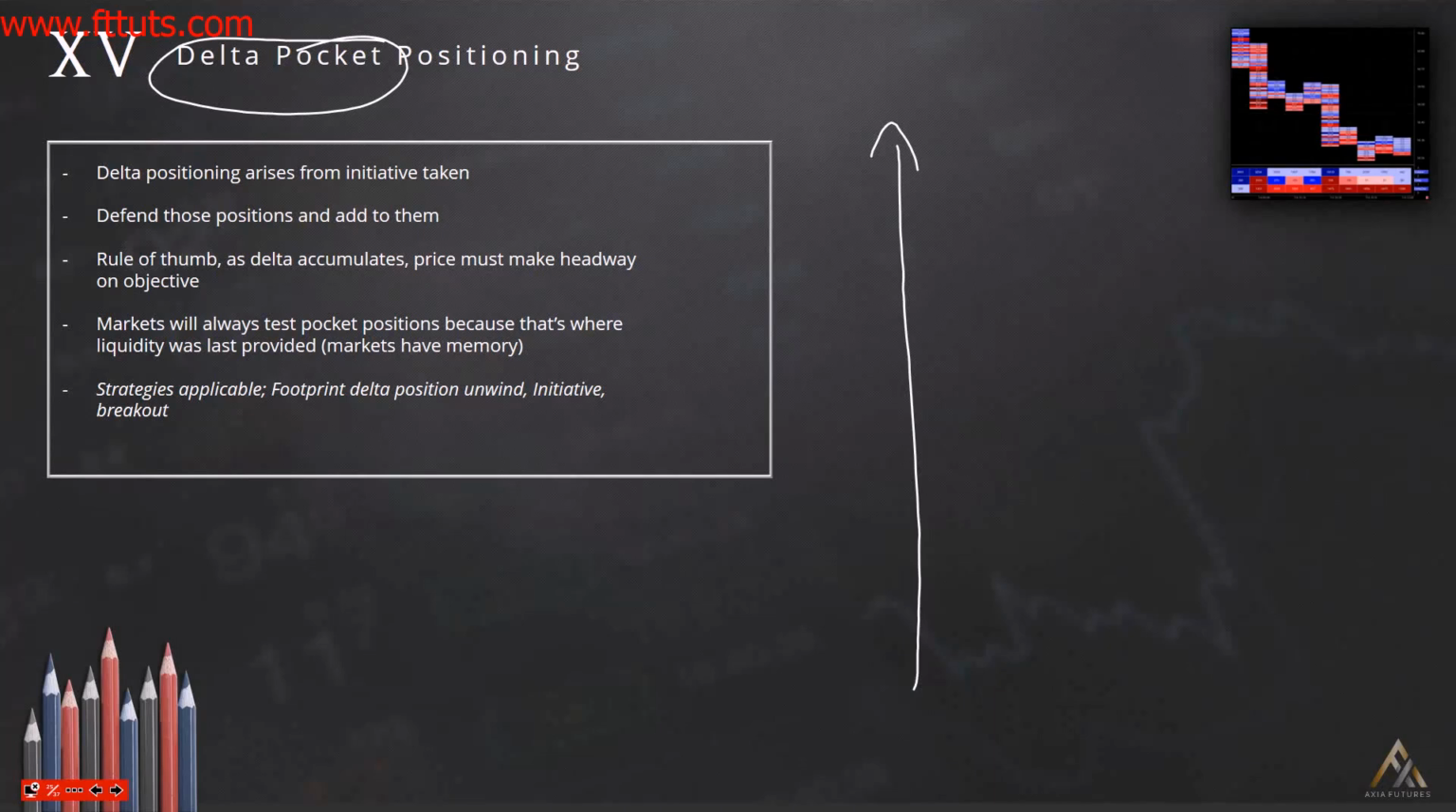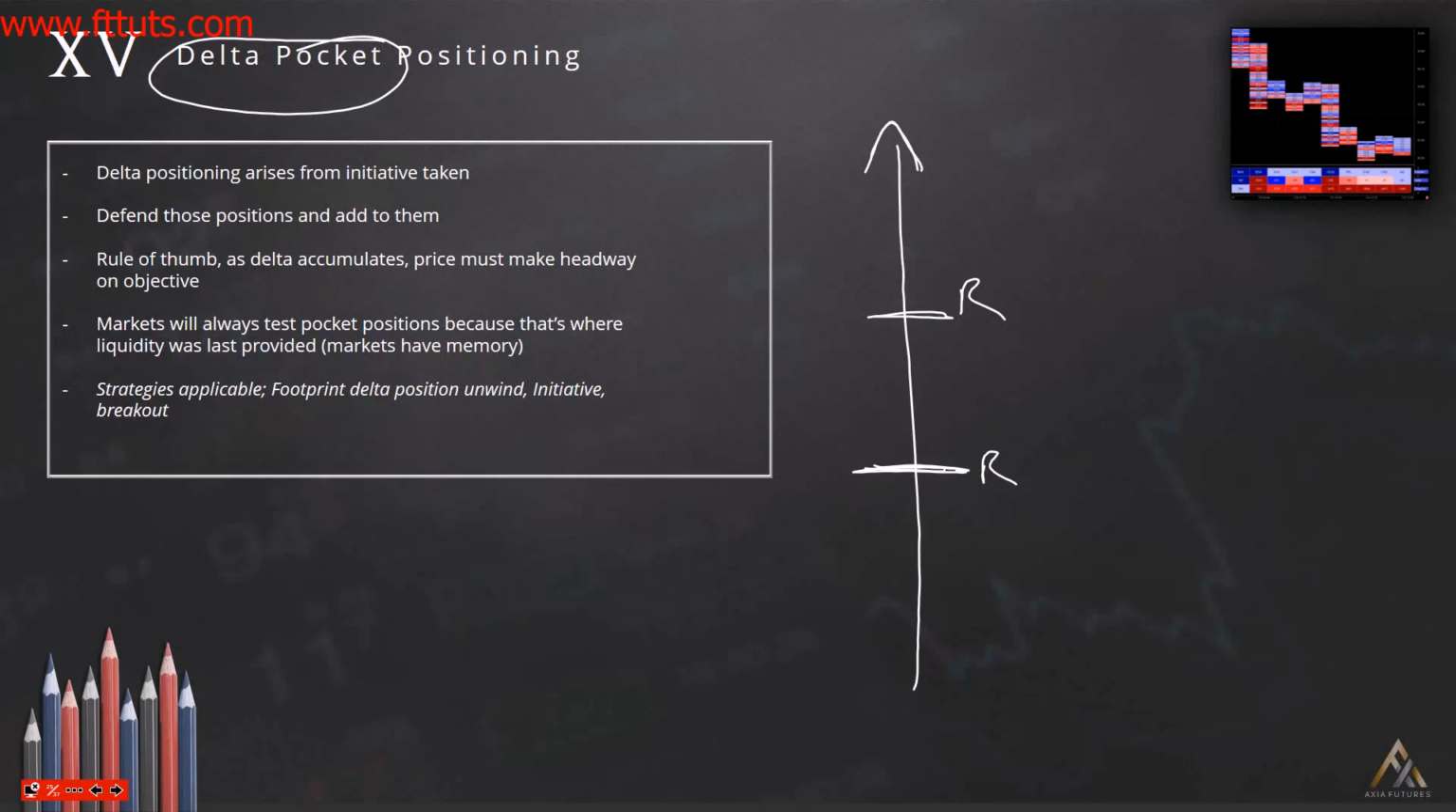Now, as they're moving prices higher, obviously as prices move up, we are going to see a little bit of responsive selling, but ultimately they are accumulating positions on the way up, and those positions they will need to defend at some point. As a rule of thumb, as the delta accumulates, price must make headway on the objective. In other words, as prices are rising, and more buyers are coming into the market, and the delta is rising as well, we must also see price responding in that direction.